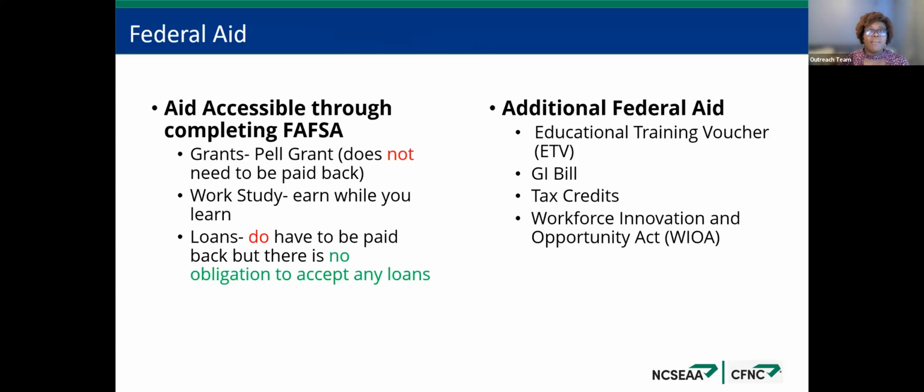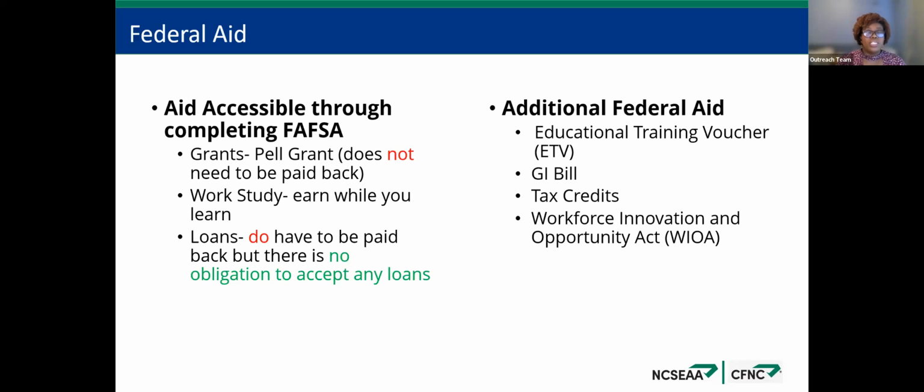So when we move into talking about federal financial aid, the main way to apply for federal financial aid is through the FAFSA. And there are three main types of aid that a student can be eligible for based on their FAFSA. So grants, the main grant being the Pell Grant. The Pell Grant does not need to be repaid. It is considered gift aid, okay?